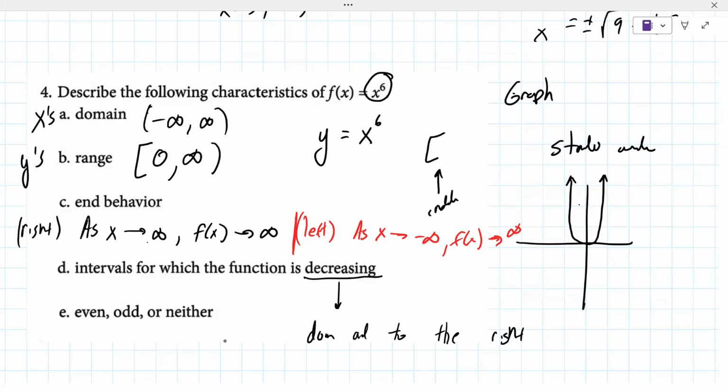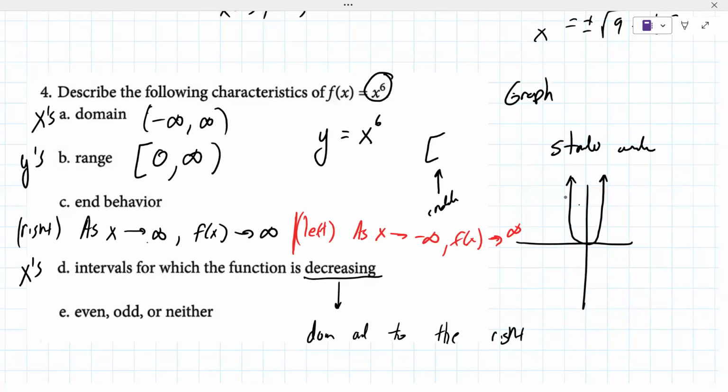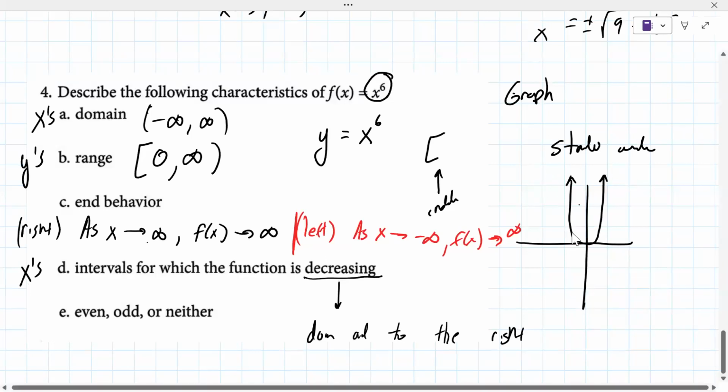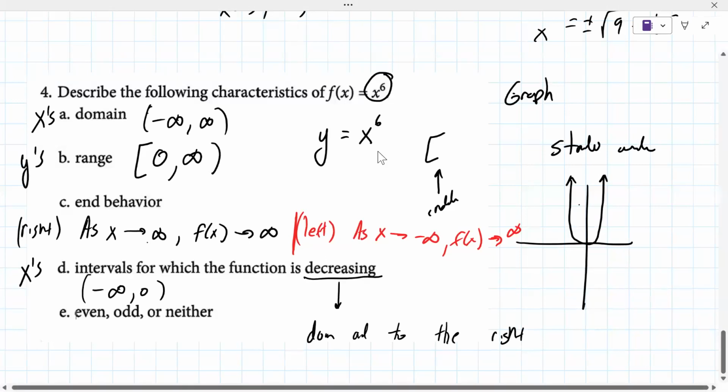So where is the graph going down and to the right? Well, you can see visually, it's over here, in this direction. This also refers to the x's. So it's all the x's until you get to 0, and you start from left to right. So this is minus infinity to 0, where it's decreasing.